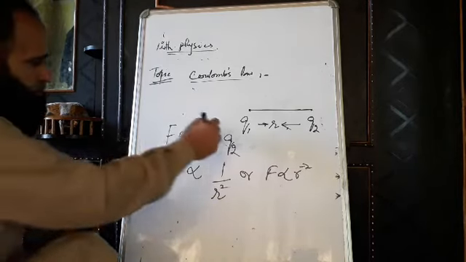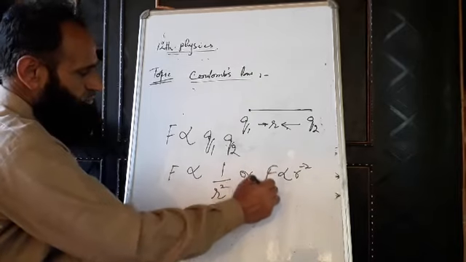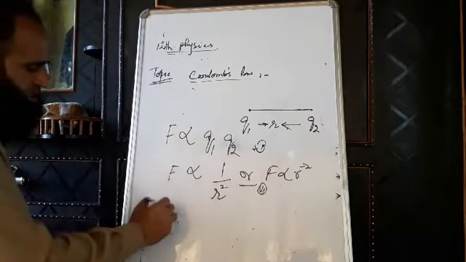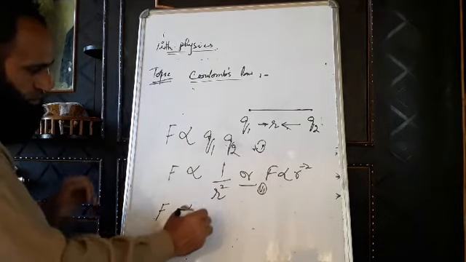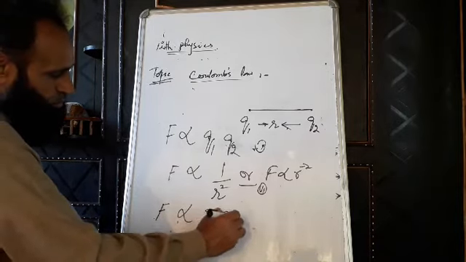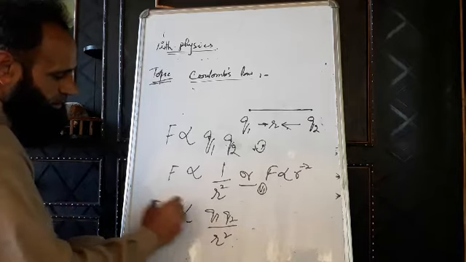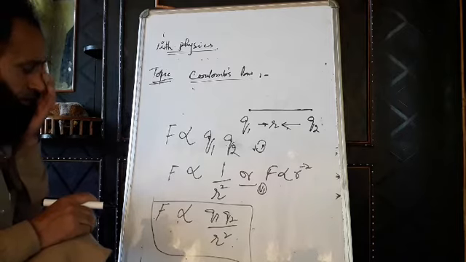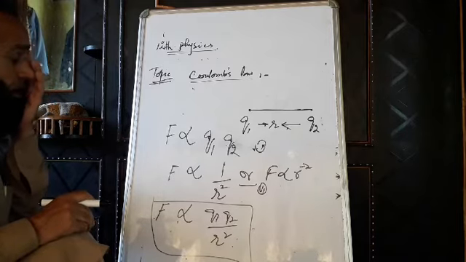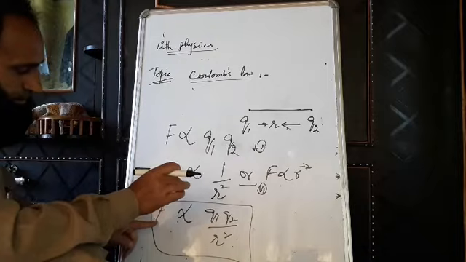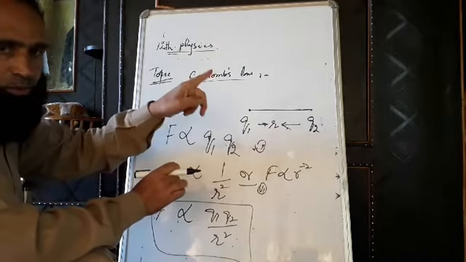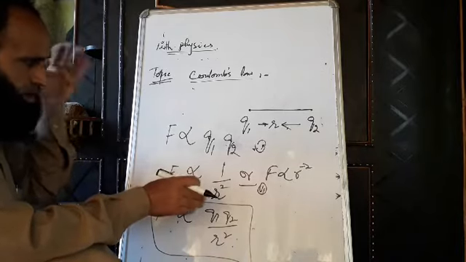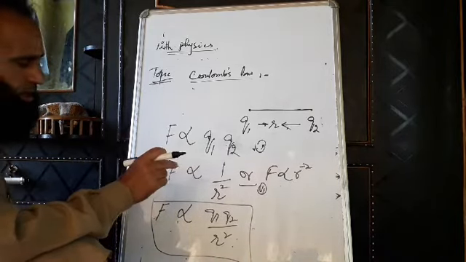If we combine these two relations, F is proportional to Q1 Q2 divided by r square. According to Coulomb's law, this force of interaction is directly proportional to the product of charges and is inversely proportional to the square of the distance between them.